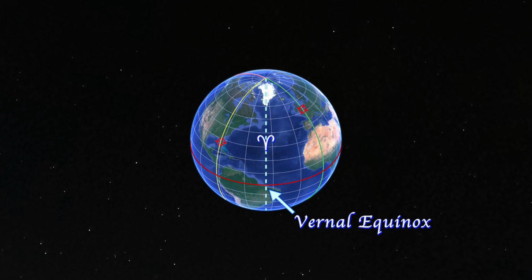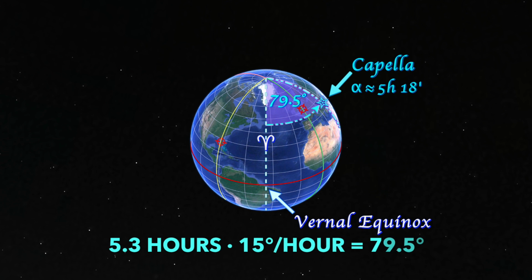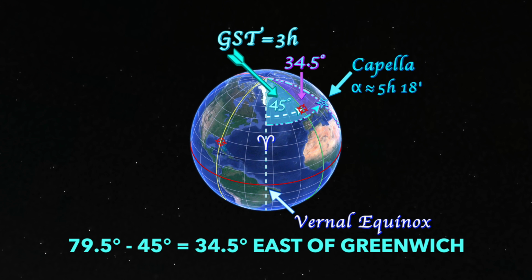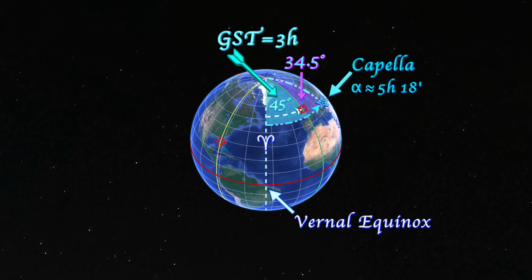Since we know the current location of the vernal equinox is 45 degrees west of Greenwich, we can conclude that Capella will be located 79.5 degrees east of the vernal equinox based on its RA coordinate, which results in a representative longitude of 79.5 minus 45 equals 34.5 degrees, or 2.3 hours east.